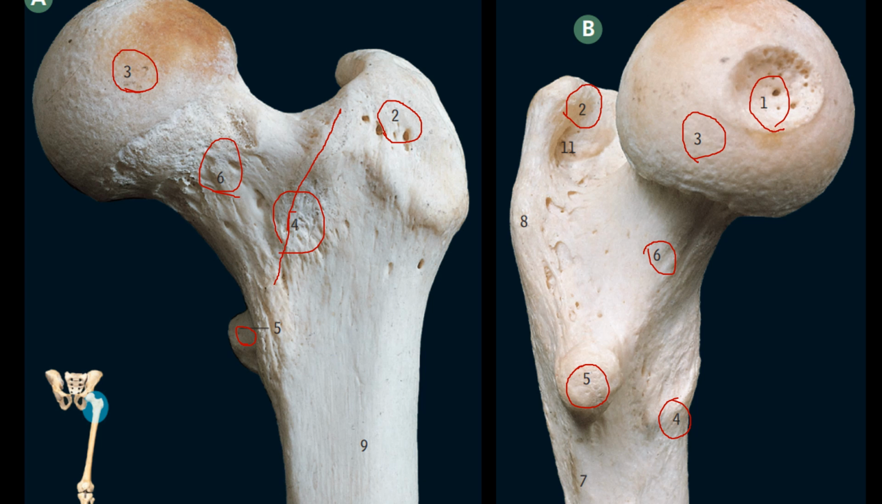Another point is number 8, that's only present in the posterior view. It is the quadrate tubercle on the intertrochanteric crest. It's the rounded elevation that is known as the quadrate tubercle on the intertrochanteric crest. The ninth is the shaft, where the femur starts.